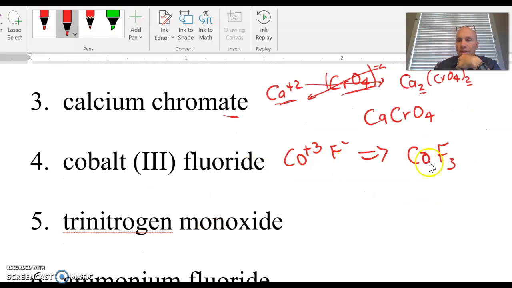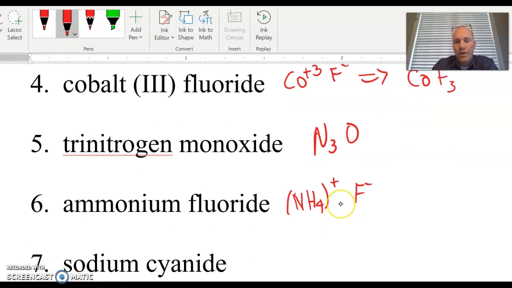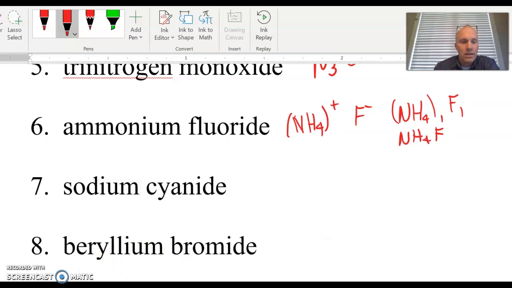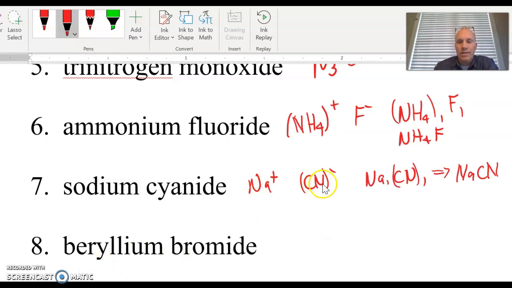Cobalt 3 fluoride. Crisscross these, you get CoF3. Trinitrogen monoxide should be fairly simple. Ammonium and fluoride, just write them side by side and crisscross: NH4 1, F 1, and then we simplify it to just plain old NH4F. Sodium cyanide, Na plus, CN minus. Crisscross, you get this, and then it simplifies to this formula.